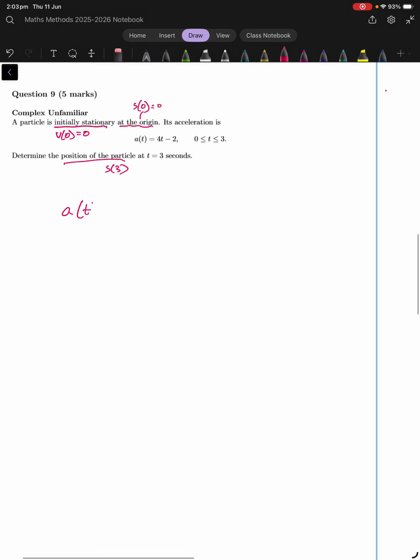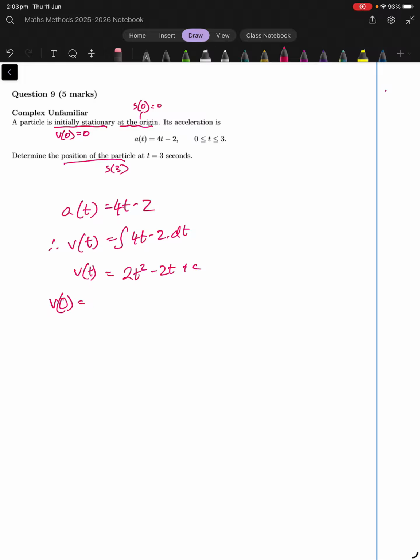So I start with my acceleration. Therefore, my velocity at time t is the integral of that, which is going to be 2t squared minus 2t plus c. And then you go v of 0 equals 0. Therefore, I'm going to get c equals 0. So v of t is just 2t squared minus 2t. And now we can find the displacement. S of t is the integral of that.